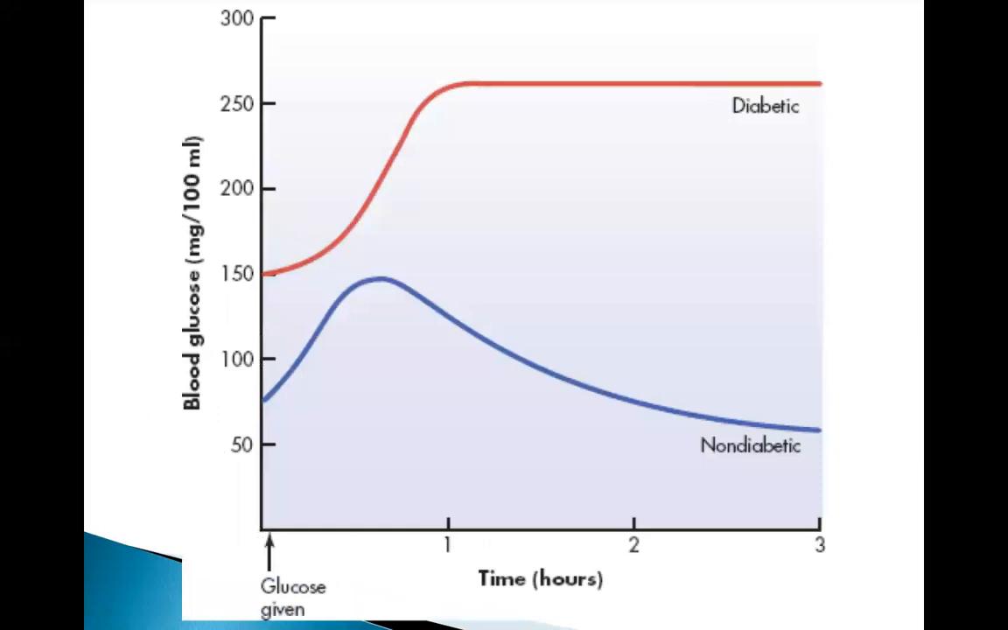So this is the blood sugar of a diabetic versus a non-diabetic person after eating. And you can see that glucose is given at this time 0. For a non-diabetic, the blood sugar raises, gets to about 140, 150, and then it slowly declines. That's considered normal. For somebody with diabetes, their blood sugar raises, but it never goes down because they don't have enough insulin, or the insulin they have isn't responding to the cells.